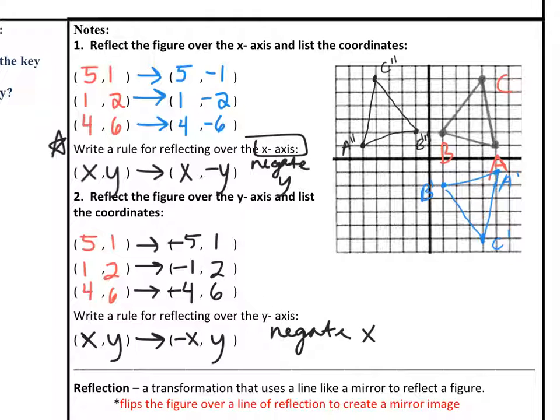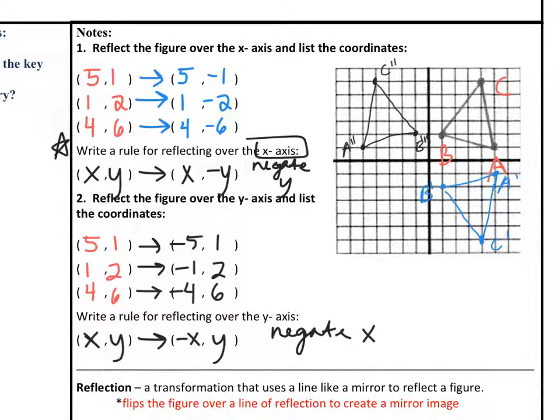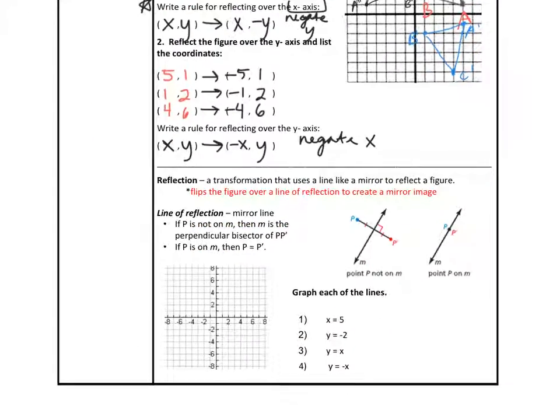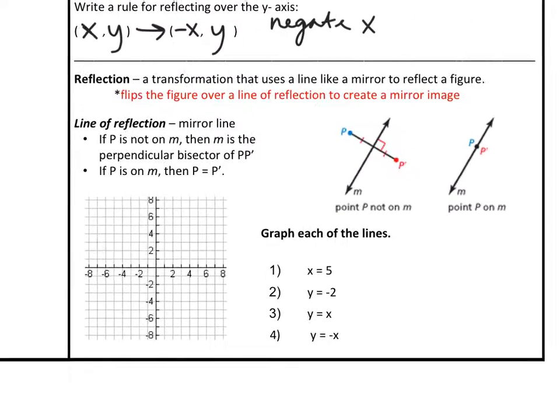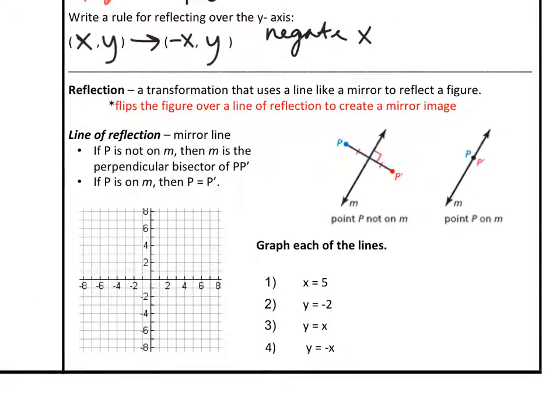We're going to talk about reflections in general now, and then we'll do some practice with graphing lines that I need you to know how to graph today. Okay, reflection is a transformation that uses a line like a mirror image to reflect a figure. I think we're probably familiar with this, because we probably have done transformations before. It flips a figure over the line of reflection to create a mirror image. If you connect the points and compare it to the line of reflection, it should be perpendicular. If your point is on the line, then it's going to stay there.